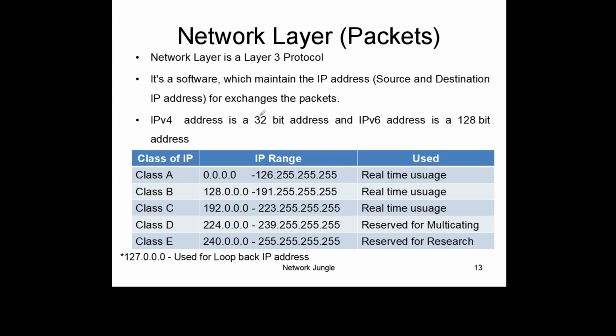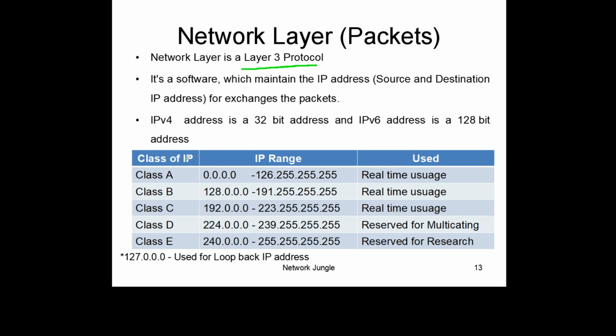Next we talk about the network layer. It is the layer 3 protocol. It is the software which can maintain the IP addresses, source IP address and destination IP address, for exchanging the packets. IPv4 address is a 32-bit address and IPv6 address is a 128-bit address.